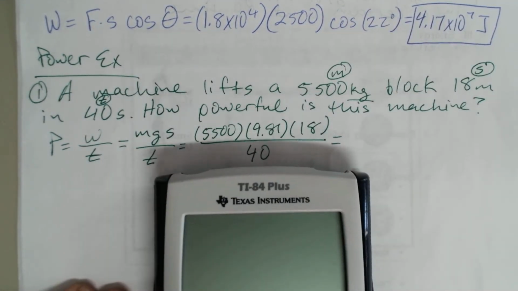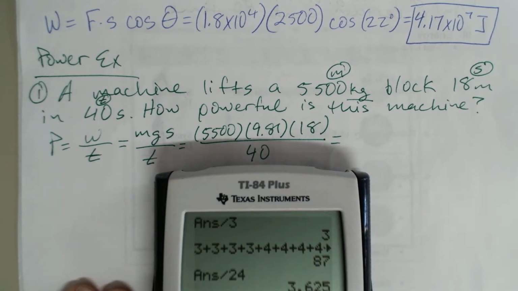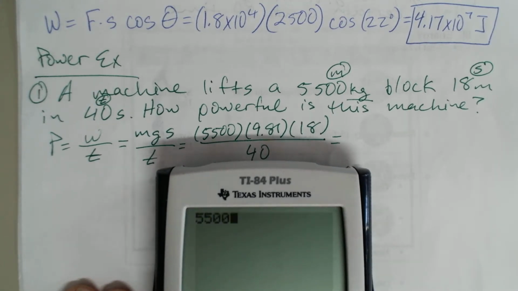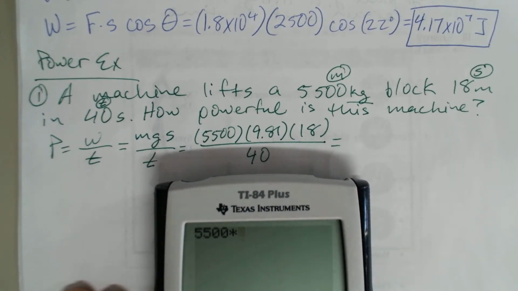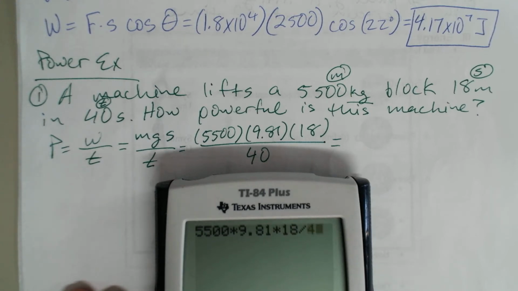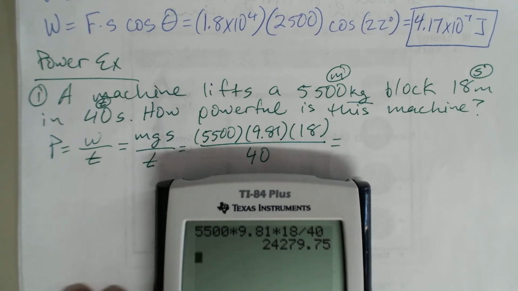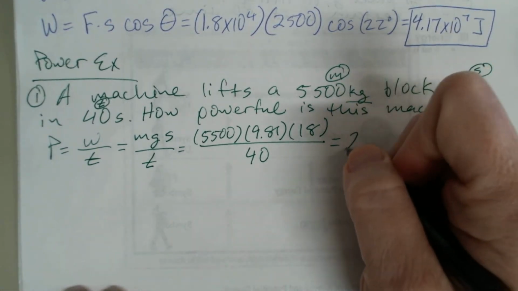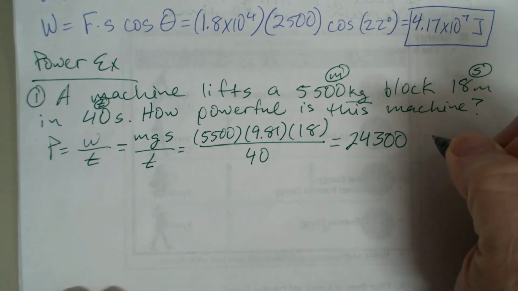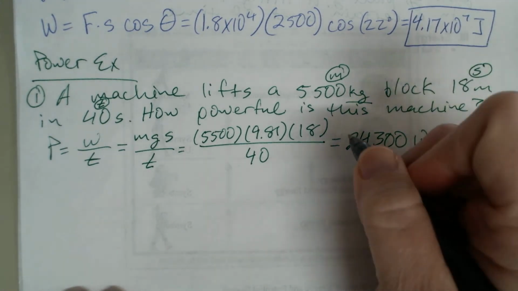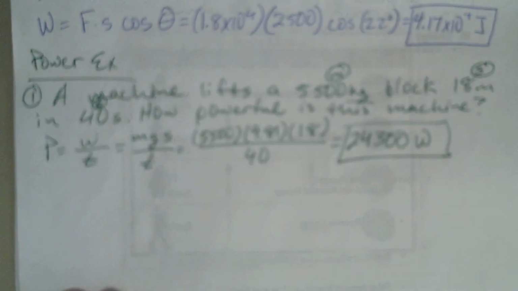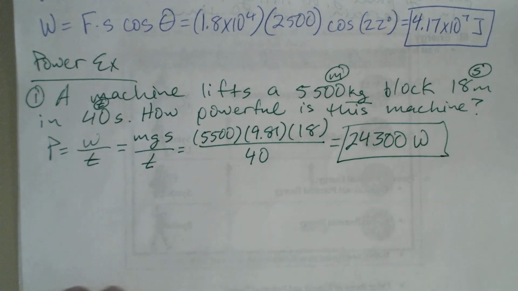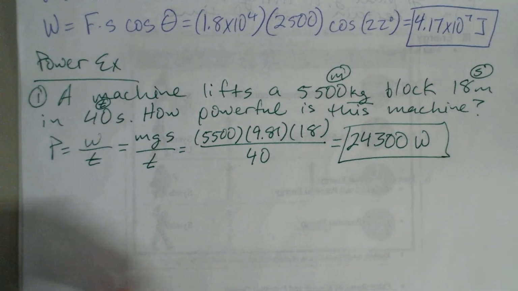And you just plug and chug, right? So 5,500 times 9.81 times 18 divided by 40, and you get that number. So I'd round that number to like 24,300, just to make it easier on myself. And power is in watts, so it's a big W at the end, so 24,300 watts. Yeah. And that's it.